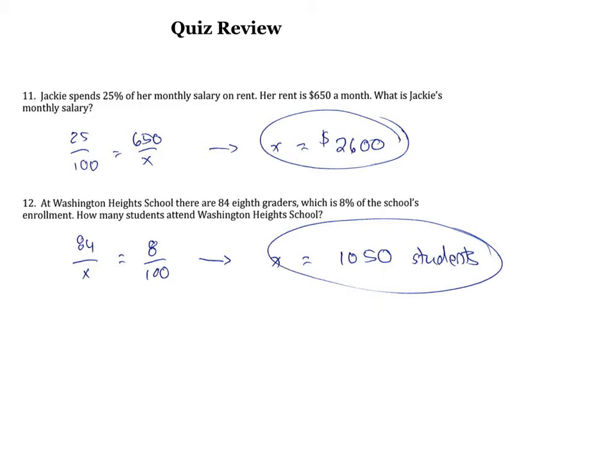The last one, Washington Heights School, 84 8th graders, which is 8% of the school's enrollment. So we want, again, the total students. So we had 84 8th graders over how many total students? Equals 8%, which is 8 over 100. And that evaluates to 1,050 students.